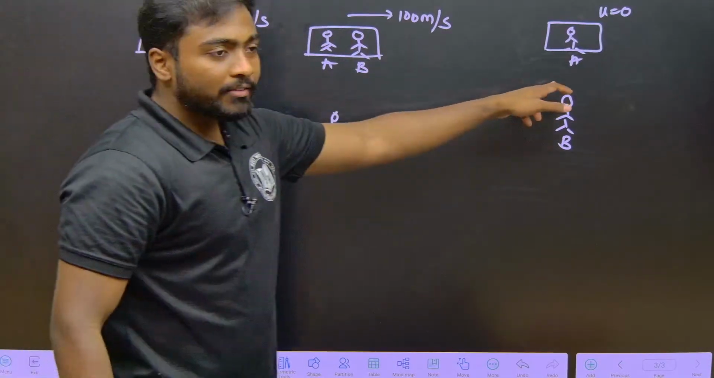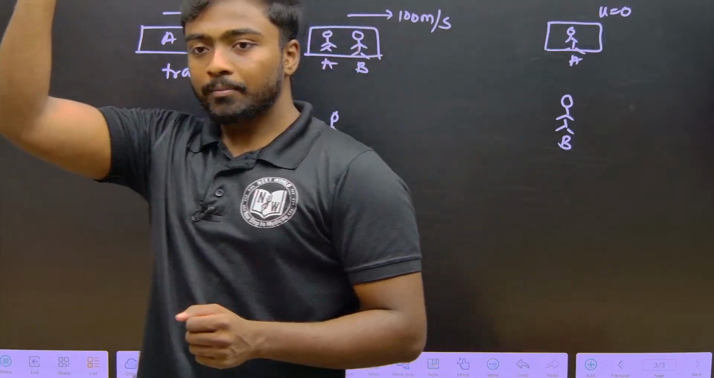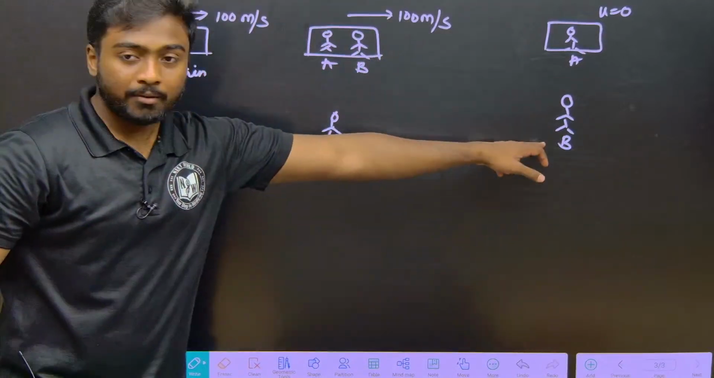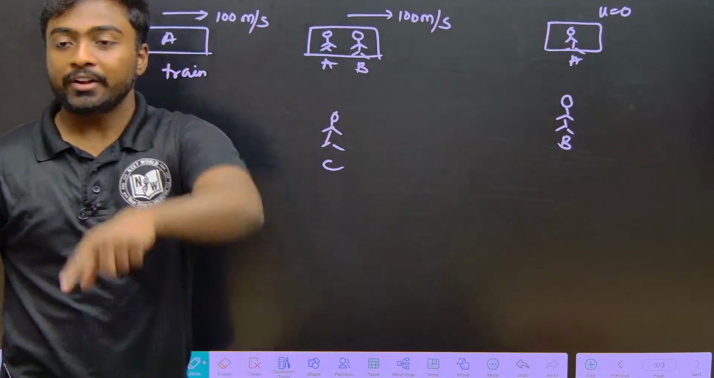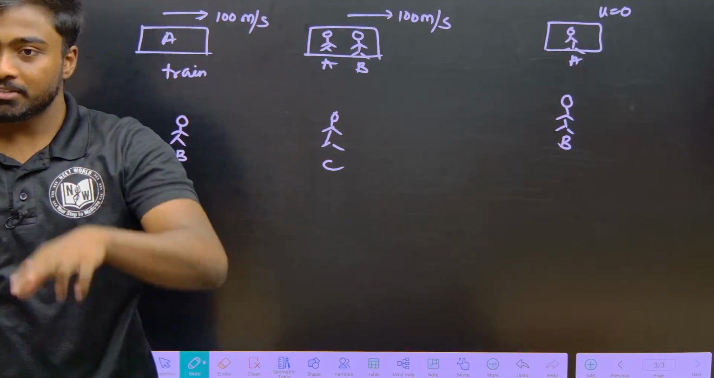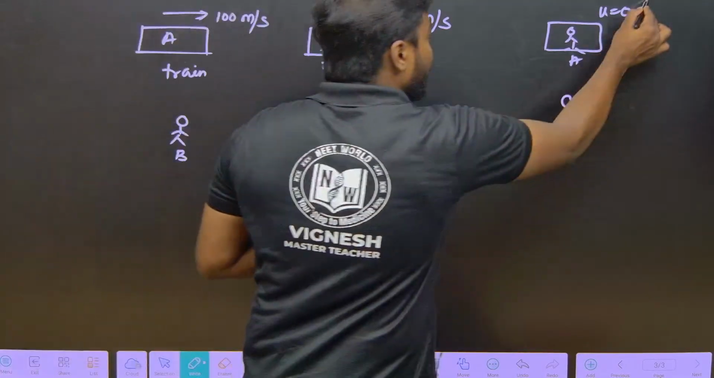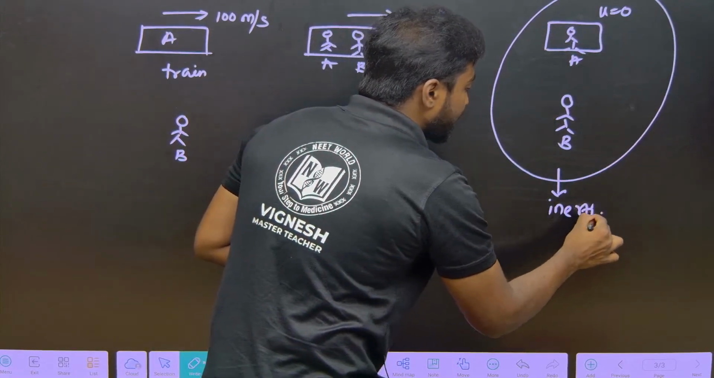The third example, a person is tossing a coin. It will go straight and come back. According to person B, if we see the coin, what can we understand? The coin is in motion, but it is in a straight line. So in this we can say it is an inertial frame.